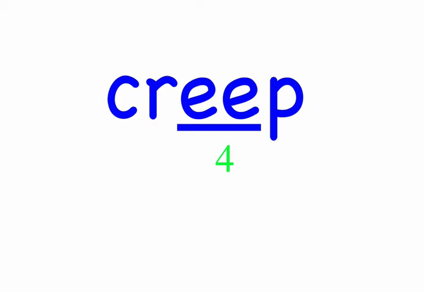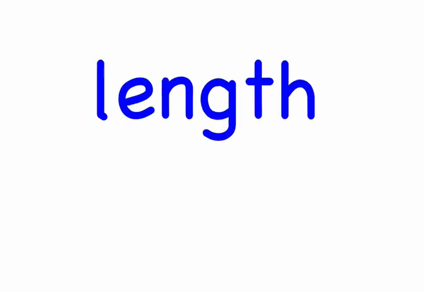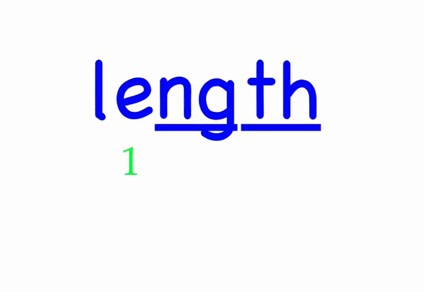Length. Length. We need to measure the length of this board. Length. Four sounds. L, E, N, Th. Length. Mark the word. Length. NG is another one of these consonant teams that you must have a short vowel directly in front of in order to use NG when you're spelling words.